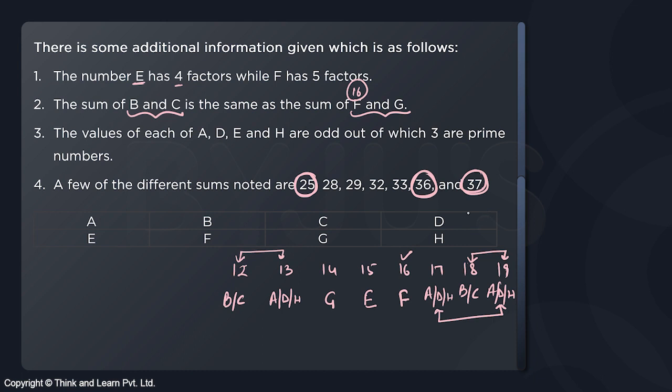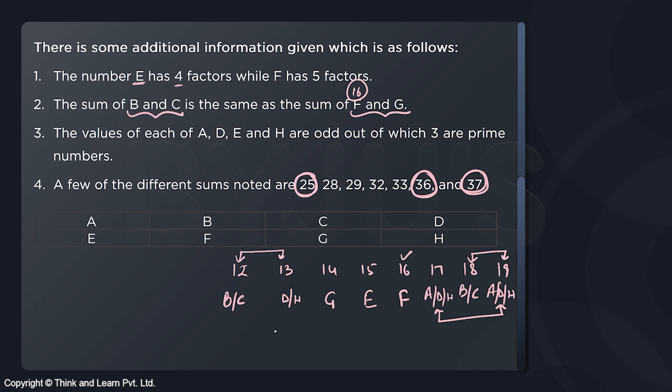So one of them must be A. Between 17 and 19, one of them must be A. I repeat, if none of them is A, they would be D and H, but D and H cannot be added. How would I have 36 then? So one of them must be A, that means 13 cannot be A.